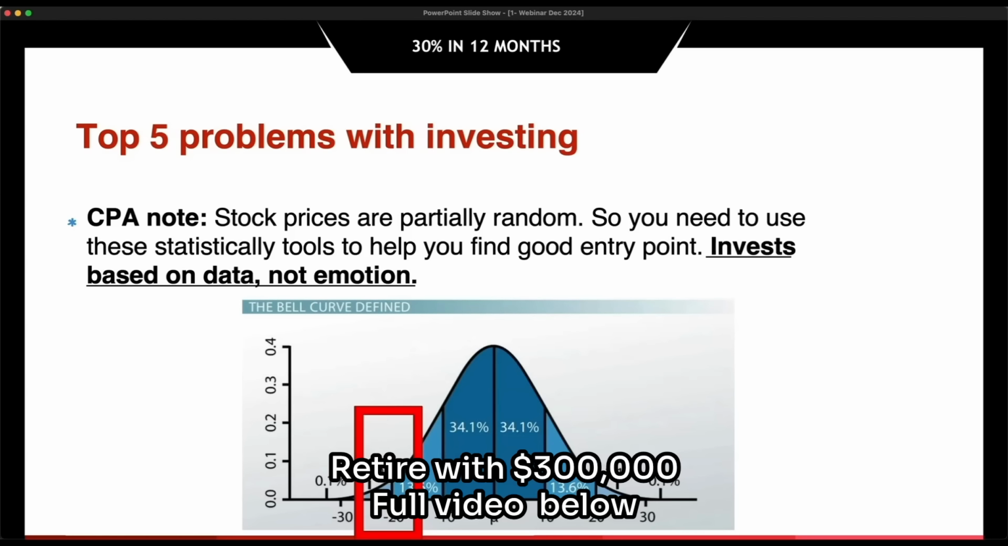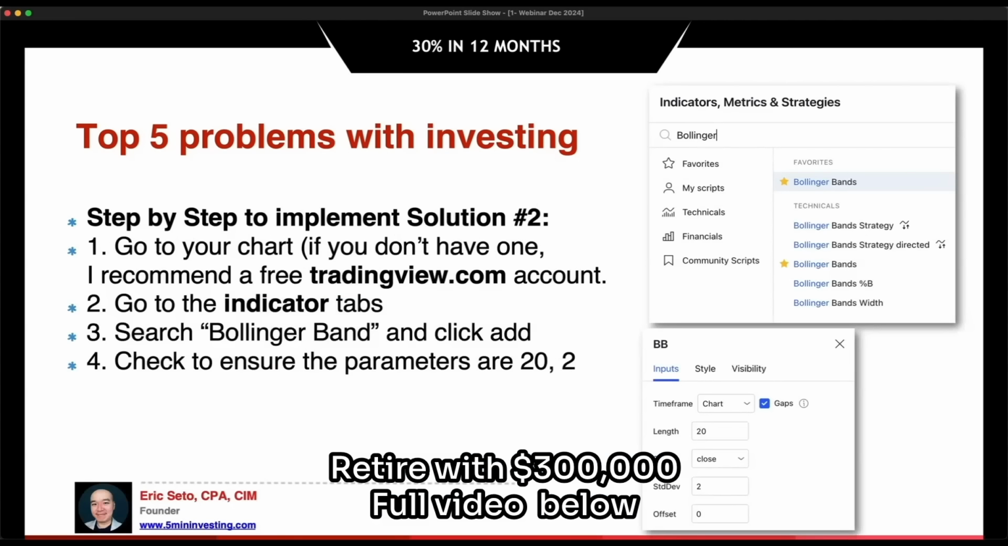And you're basically looking for when the price is outside of the normal range, which is near the lower parts of the Bollinger Band. So here you can see the red rectangle, which is the 2 standard deviation of the bell curve. So the probability of that happening is like 5% or so. And when that happens, you want to buy.